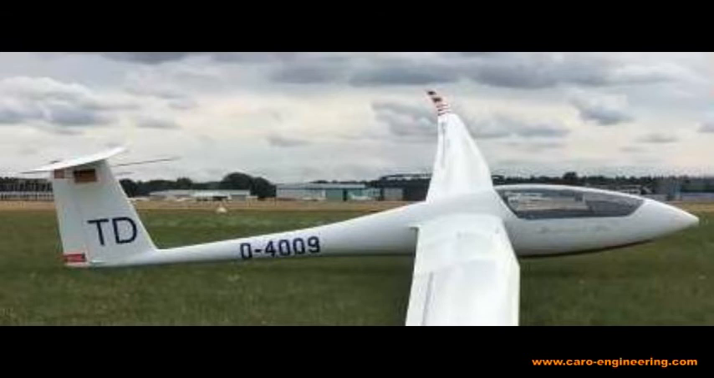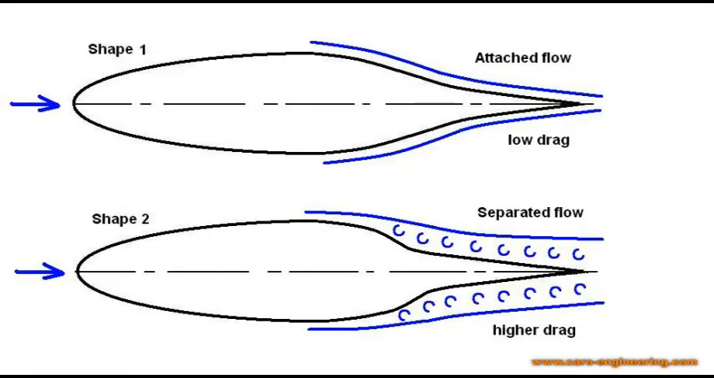But if the pressure gradient is too steep, the air does not manage to follow the contour anymore and separates from it. The space behind the body is then filled with turbulent airflow, which consumes a lot of energy and causes much higher drag. Obviously, this must be avoided.